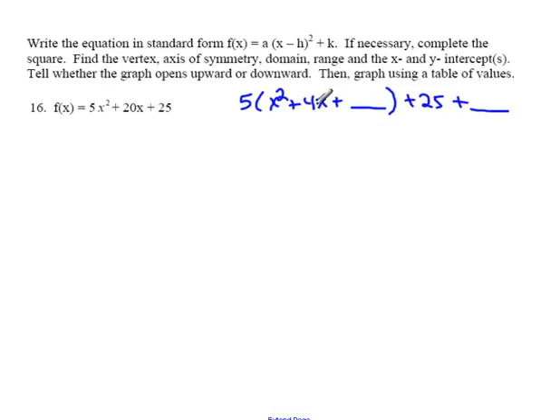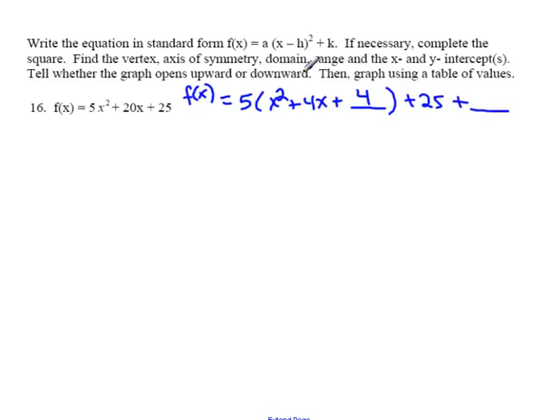Half of 4 is 2, and 2 squared is 4. Well, the number I added is going to be 20, 5 times 4. So with putting a quadratic equation into standard form, what we need to do is add the opposite in the second blank.